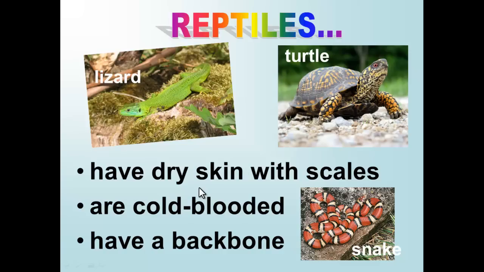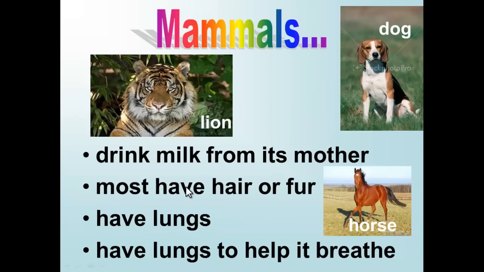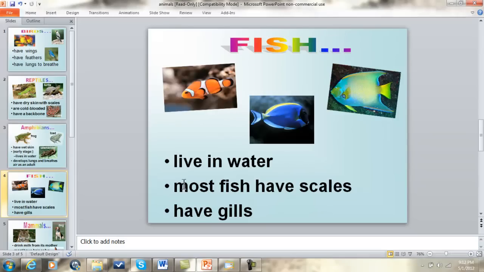So this website is going to take a look at our 5 groups of animals, including birds and reptiles, amphibians and fish, and mammals. So let's go ahead and get started.